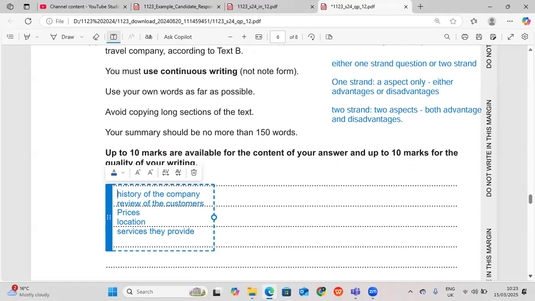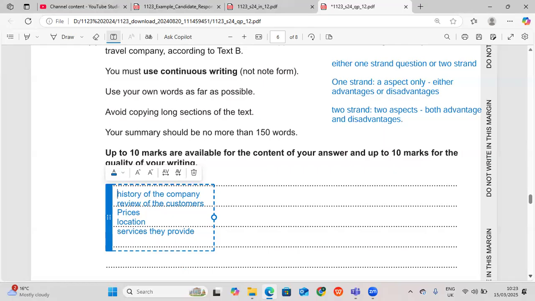When I asked the question, when you're booking a holiday with any company, what do you keep in mind? I got a response from a student. They said prices, location, and services they provide. In addition to this, we also keep in mind the history of the company. What does that company do? And what are the reviews of customers about that holiday company?